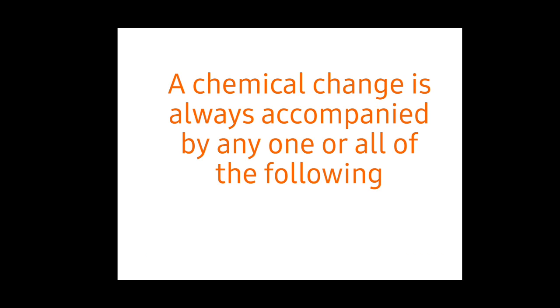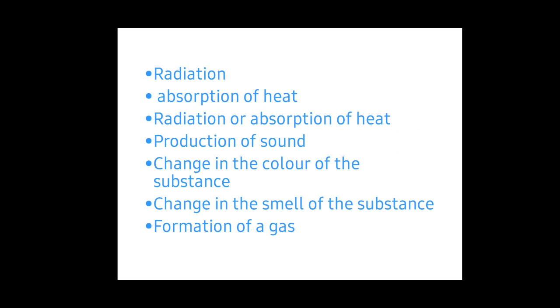A chemical change is always accompanied by any one or all of the following. These are some signs, the signature of a chemical change. It shows that a chemical change has occurred. First, radiation, absorption of heat, production of sound, change in the color of the substance, change in the smell of the substance, and formation of gas. If any or all of the following occur, it shows that a chemical change has taken place.